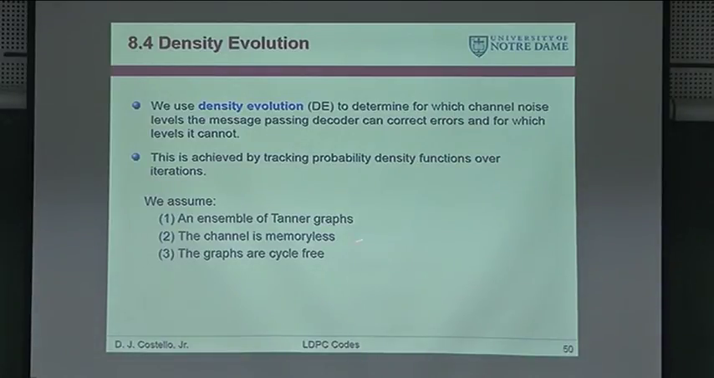So we're going to assume an ensemble of Tanner graphs, which is just an LDPC code ensemble. We'll think of it from the graph point of view. Memoryless channel, and we assume the graphs are cycle-free, so we're assuming large block length. The technique here does not take into account the correlations, and that's why it doesn't hold up as well for practical codes of finite length, which we know have cycles.